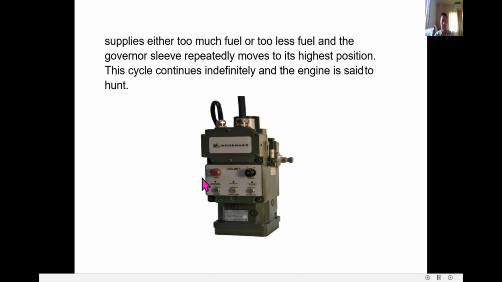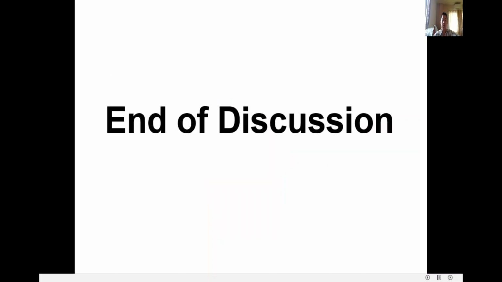So this is your Woodward governor. This is commonly used, especially on diesel generator engines. This is the Woodward governor, a hydraulic governor. So this is the end of the discussion.